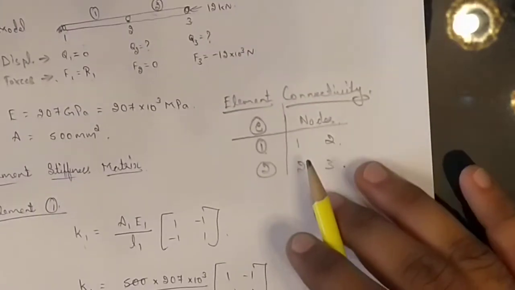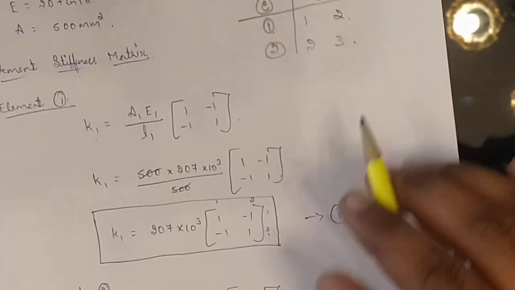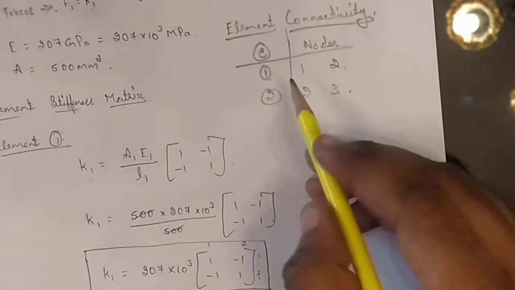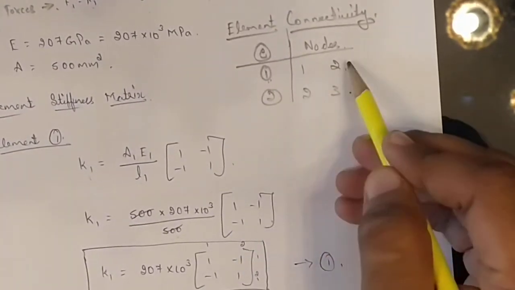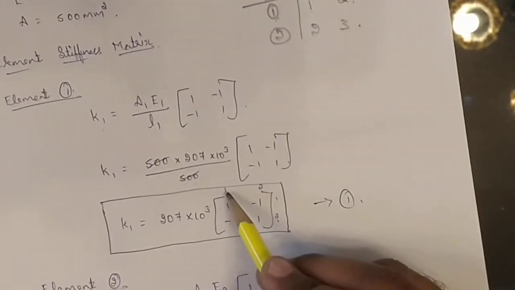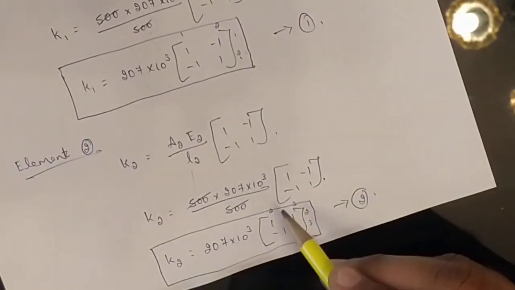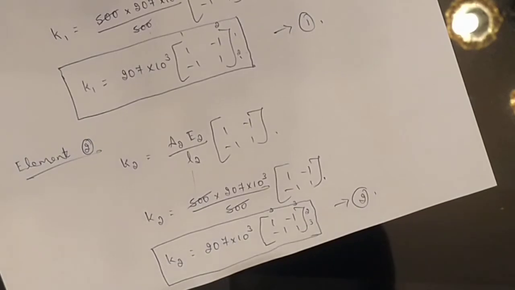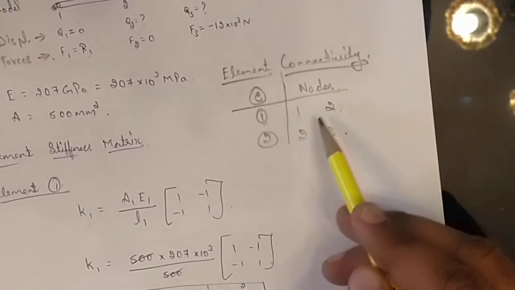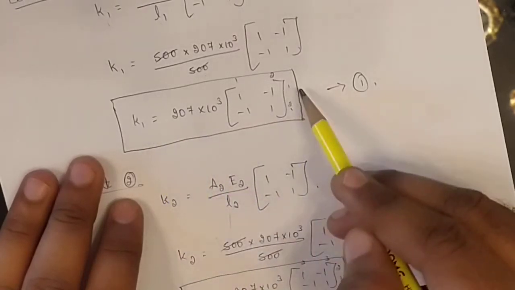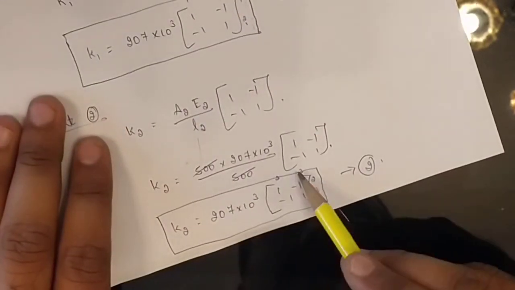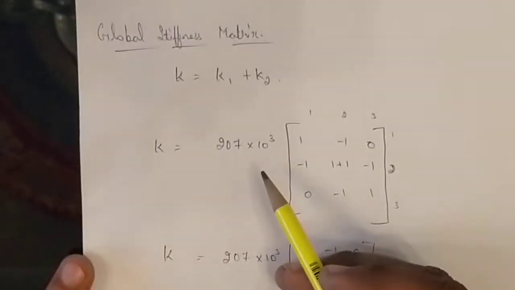That's why we have written this element connectivity table. Once you have got this matrix, the first element is between the nodes 1 and 2. Correct. So just write 1 2, 1 2 for your understanding. And the second element is between the nodes 2 and 3. Correct. So for the K2 you write 2 3, 2 3. Is that clear? First K1: 1 2, 1 2; second K2: 2 3, 2 3. Is this clear?